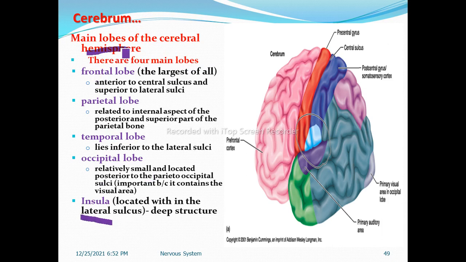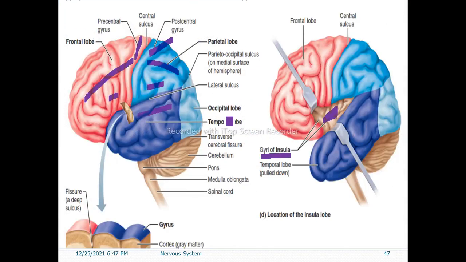So, of the 4 lobes of the cerebrum, the first and the largest of all lobes is known as the frontal lobe. This is anterior to the central sulcus and superior to the lateral sulcus. This means that this is the frontal lobe. It is found anterior to this central sulcus and above this lateral sulcus. The best picture is here. So this is all known as the frontal lobe.